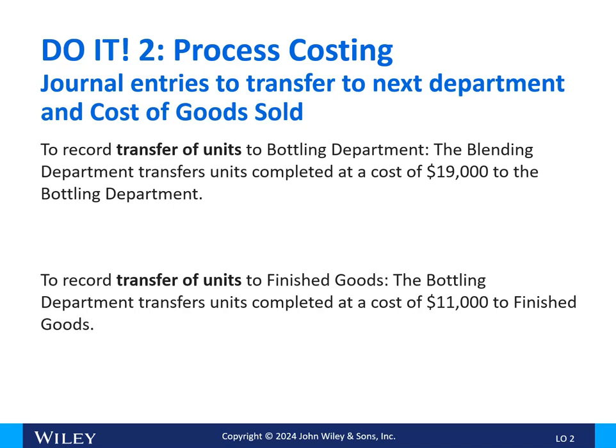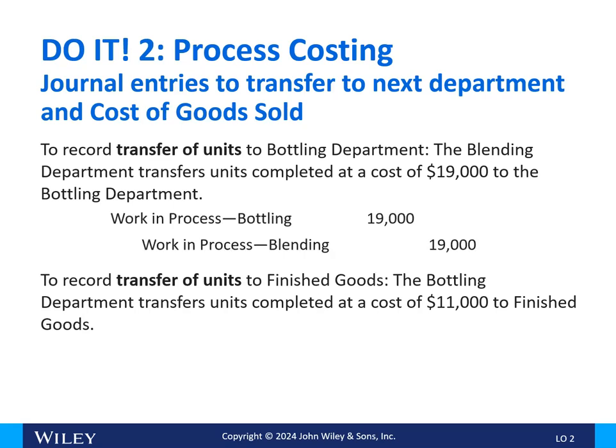We transferred units from blending to bottling at a cost of 19,000. That entry is debit work in process bottling 19,000. So we're increasing the bottling work in process account. Credit the work in process blending. We're decreasing that because we're transferring the units from blending to bottling.